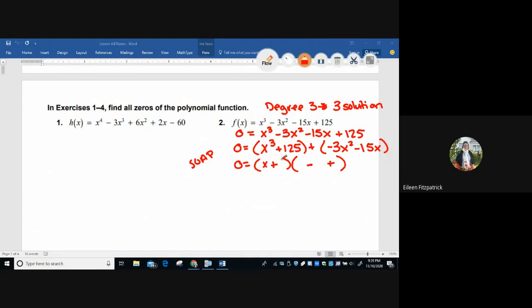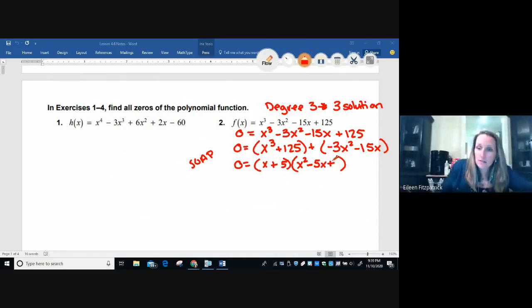Cube root of x cubed is x, cube root of 125 is 5. Square this term, so x squared. Multiply these 2 together, 5x. Square this term, 25. All right, the GCF here is a -3x. When I factor that out, I'm left with x minus 5, or excuse me, plus 5. My common binomial factor is that x plus 5. So I have x plus 5 here, and then I have x squared minus 5x plus 25.